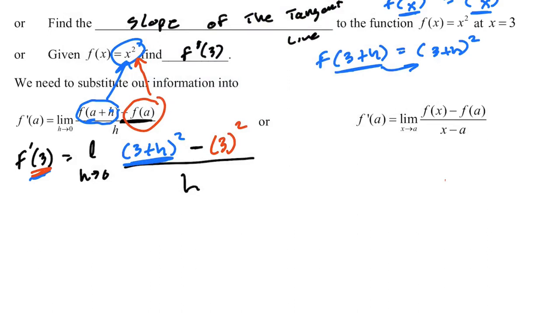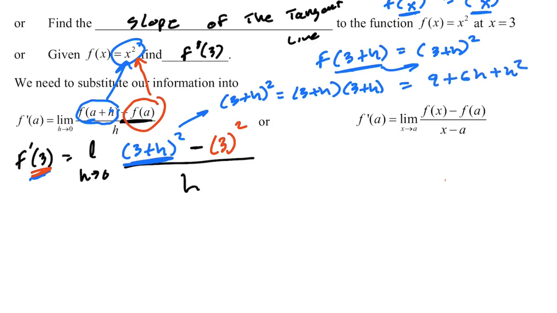Don't give me 9 plus h squared. Remember, the way you do this is 3 plus h squared. It's not squaring each thing because there's a plus sign. You can't do that. What you do is you multiply it by itself. 3 plus h times 3 plus h. If you do that correctly, you should get 9 plus 6h plus h squared. So we're going to have 9 plus 6h plus h squared.